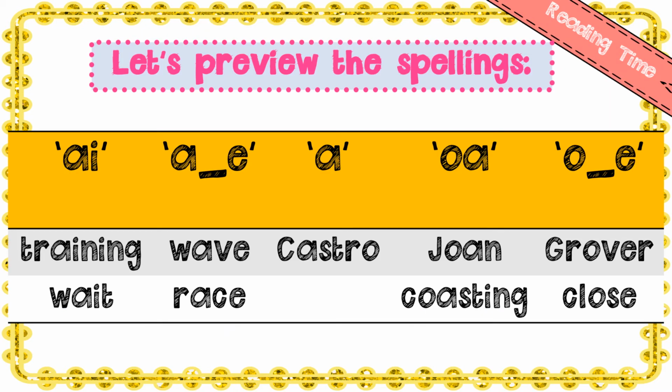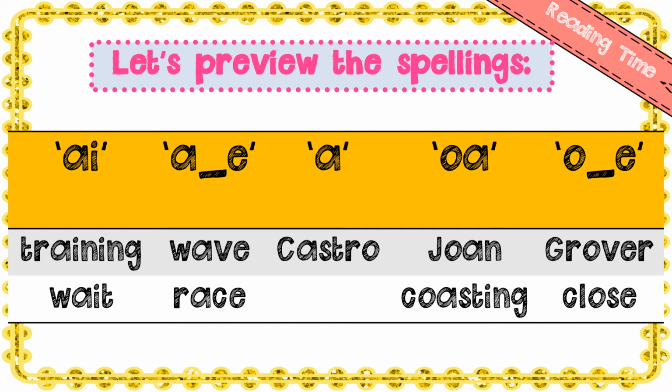Before we start, let's look at some of our words that are going to be in our story, and let's practice reading those. So first, look at your AI, your A with the AI. This word is training and weight. Now look at your A consonant E column. It's also going to say A. You've got wave, race. Now your A column, this is your short A. Castro, that's their last name. You can see it capitalized too.